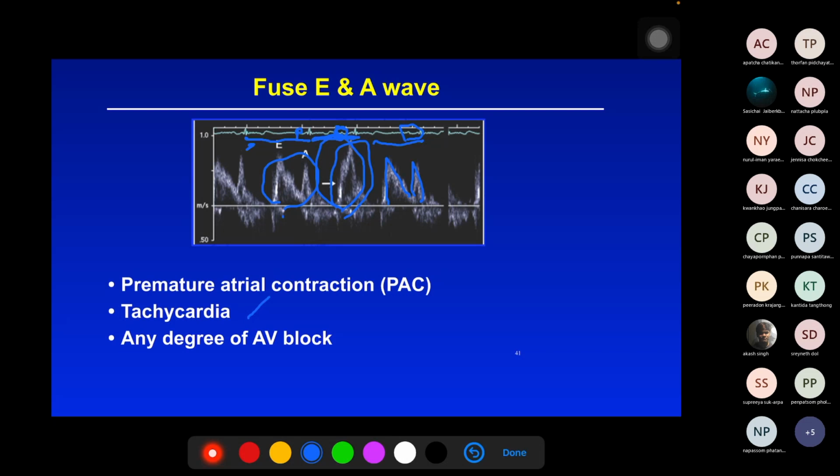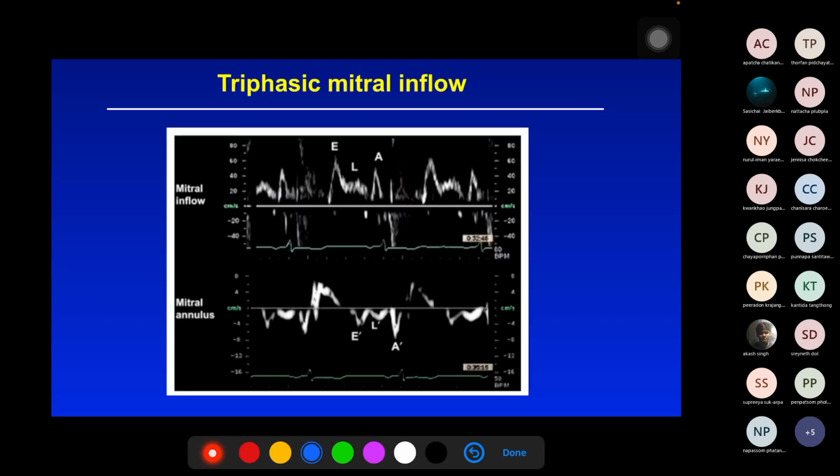The other condition in which you might see the fused E and A wave is heart block. With any degree of heart block, first, second, or third degree AV block, you might see the fused E and A wave. This picture is quite important.